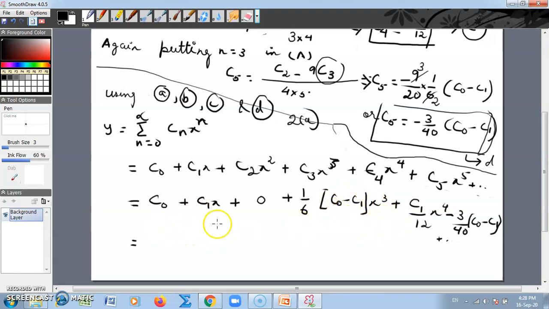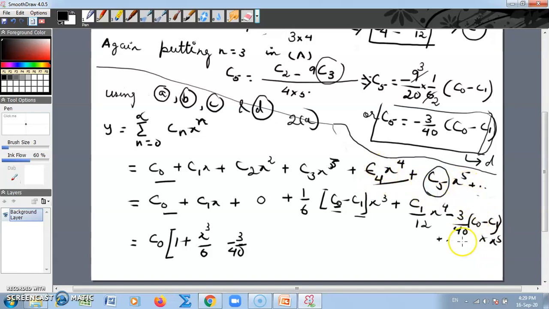So when I separate them as the terms containing C0 and C1, I get something like this. I get 1 plus, we have a C0 here, again look at this one, plus x cubed by 6. Again we have a C0 here, which is minus 3 by 40. This term has to be multiplied by x to the power 5, because I wrote only the C5 value and have not put the x to the power 5 here. So minus 3 by 40 x to the power 5 plus, and so it goes like this.